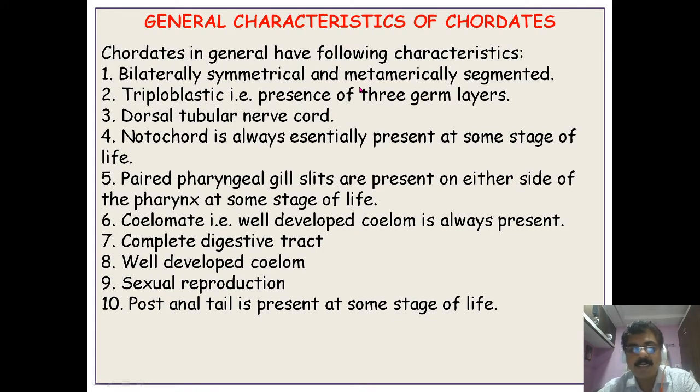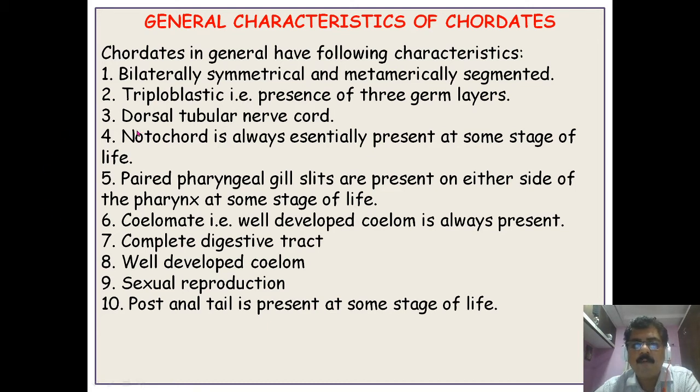What are the general characteristics of chordates? These are bilaterally symmetrical and metamerically segmented. What is metamerically segmented? If one structure is repeated many times, say for example in the vertebral column, the thoracic vertebrae are repeating, the cervical vertebrae are repeating, ribs are repeating. These are metamerically segmented. Then triploblastic: they have the ectoderm, mesoderm and endoderm. These are the three germinal layers.